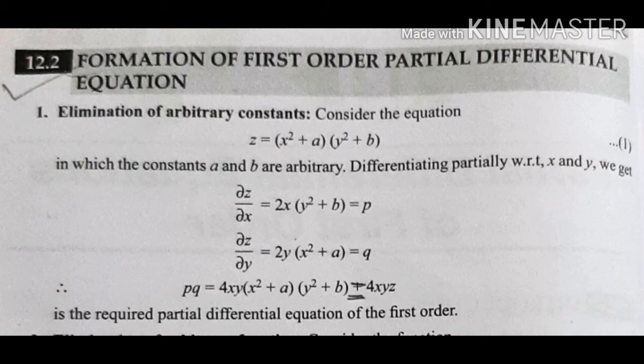Now, for eliminating a and b, we take the product of p and q. So we take the product small p into small q, which is equal to 4xy into y square plus b into x square plus a. From 1 we see that this x square plus a into y square plus b is equal to z. So small p into q is equal to 4xyz, which is the required partial differential equation of first order.